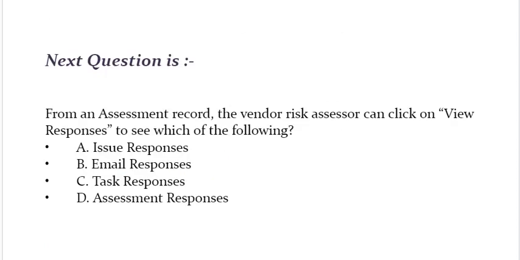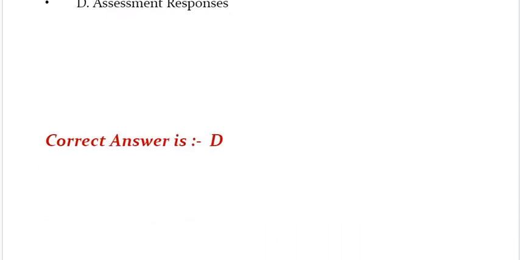Next question is, from an assessment record, the vendor risk assessor can click on view responses to see which of the following. Option A, issue responses. Option B, email responses. Option C, task responses. Option D, assessment responses. Correct answer is option D.